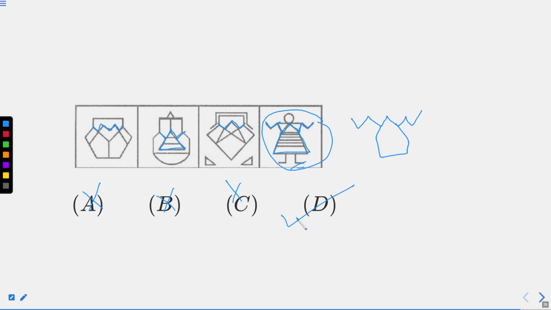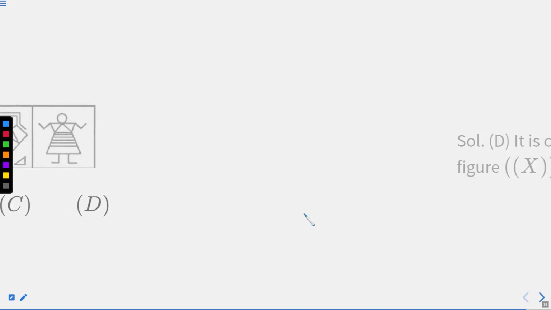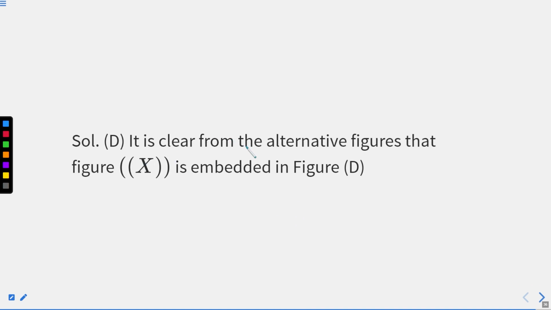So these are the 4 questions which we have discussed till here, right? So D, it is clear from the alternative figure that the figure X is embedded in figure number D. I hope this part is clear. Which figure is embedded in where? So till now we have discussed 4 questions.